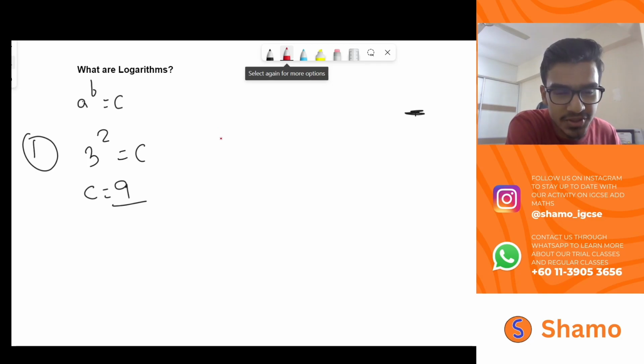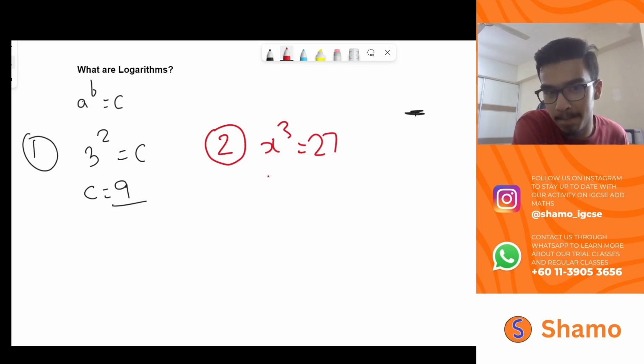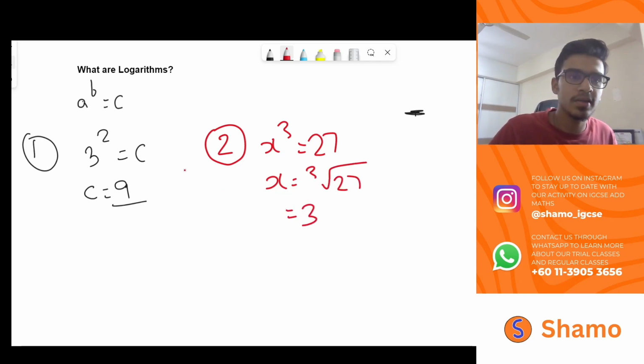Let's take a second situation. In this, it's something like x cubed, suppose, is equal to 27. So now I know b and c. I have to find a. So sure, it's just cube roots. x is equal to the cube root of 27, which comes out to be 3. Great. Nothing new here.